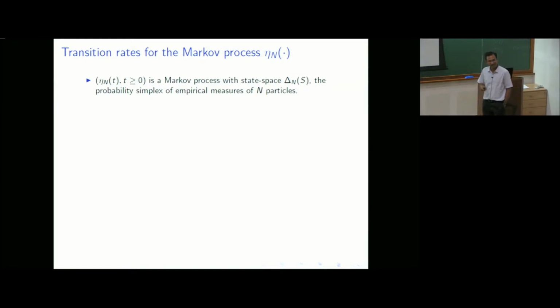As n becomes larger and larger, it gets denser and denser in delta of s, the probability simplex on s.